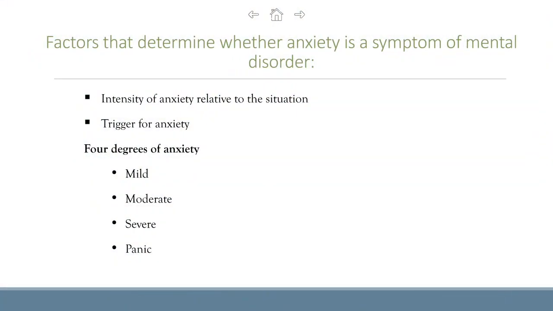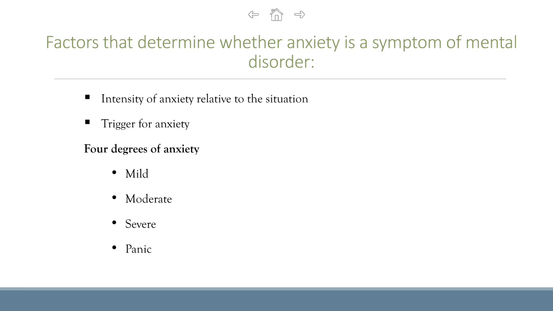So, factors that determine whether an anxiety is a symptom of a mental disorder. Everyone has a little bit of anxiety, and some anxiety is normal. You should have some anxiety before you have one of your nursing exams, for example. But the intensity of the anxiety relative to the situation is how we determine whether or not this is going to be a disorder. And what is the trigger for the anxiety? Is it something that is perceived as a normal trigger for anxiety?